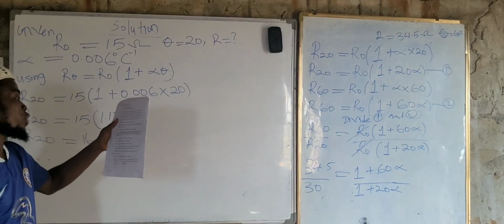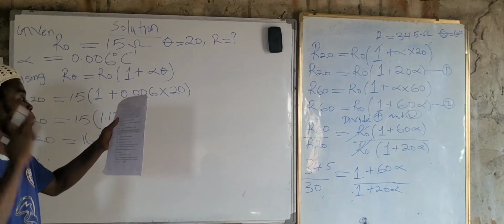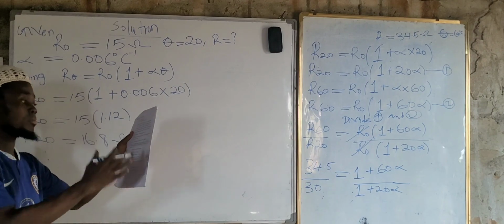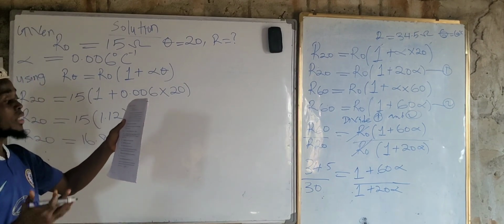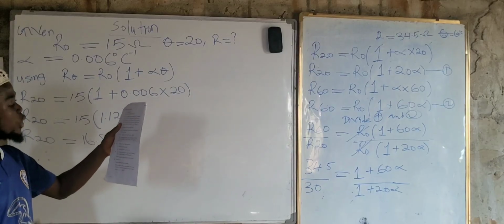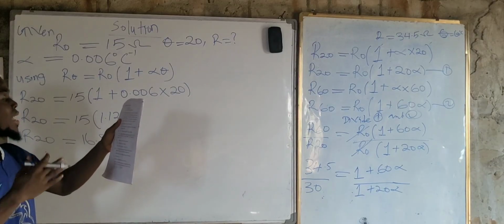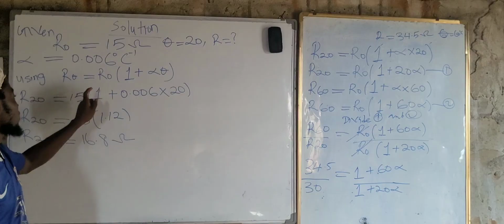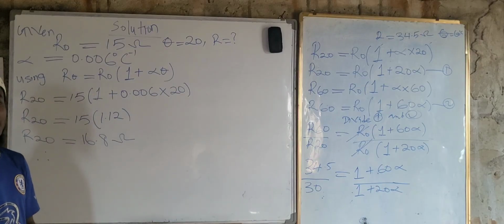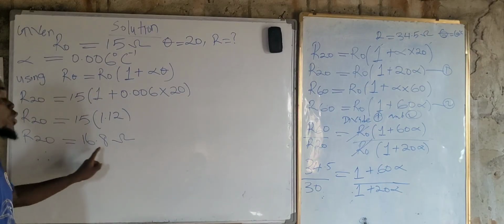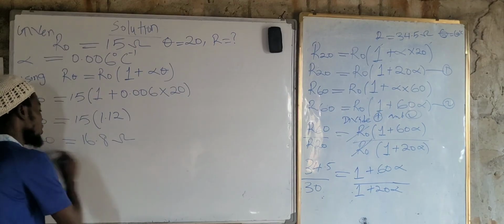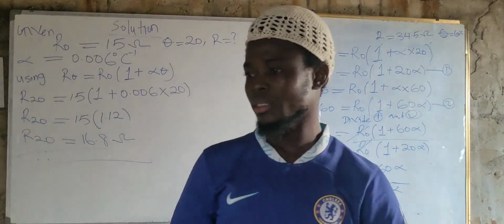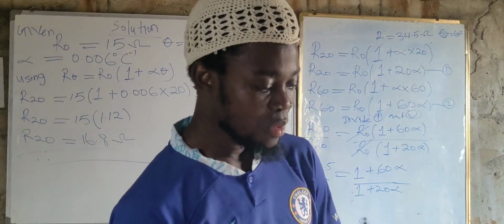Calculate the resistance of a coil of tungsten at the temperature of 20 degrees Celsius, if its temperature coefficient of resistance is 0.006 per degree Celsius. At 0 degrees Celsius, tungsten has a resistance of 15 ohms. That's all. So therefore, the resistance needed here for 20 degrees Celsius is equal to 16.8. That is all. We are answering the question, right?